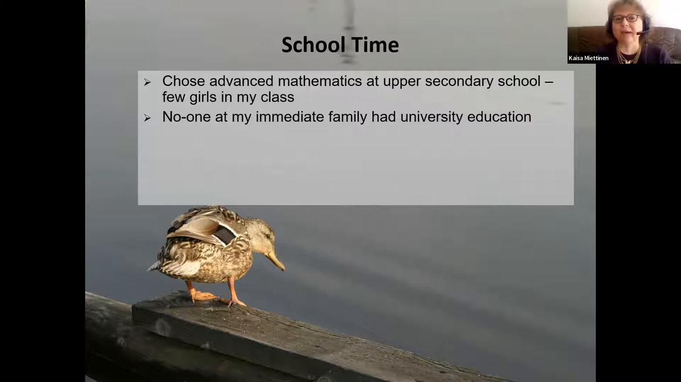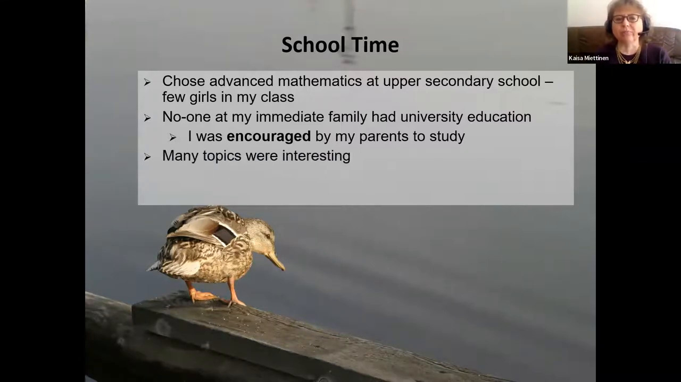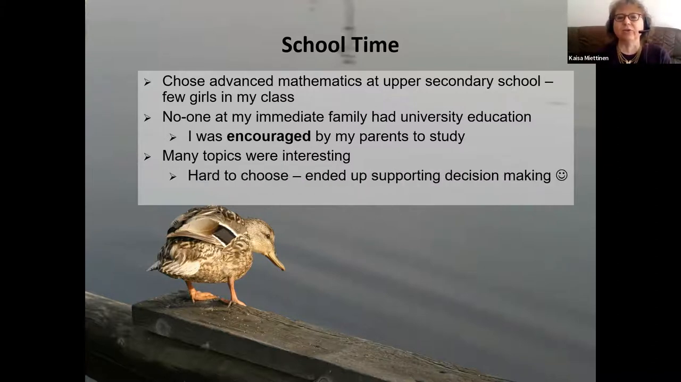None of my immediate family have ever attended a university, so I didn't have that kind of role models nearby. But my parents encouraged me a lot to study. Once I graduated school, many topics felt very interesting to me, and there was the problem of choosing which topic to actually study at the university. It was so hard to choose, and there's some paradox of life, so that as my research topic I have come up to support decision making because I had difficulties in making up my mind in my youth.